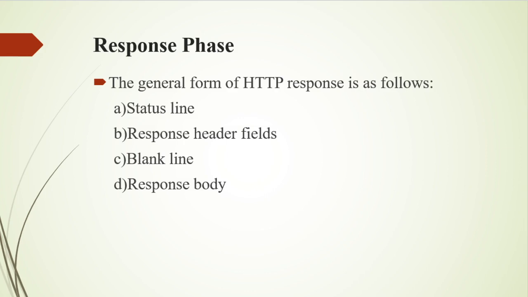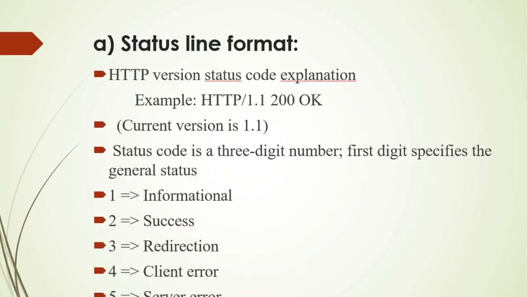Next is the response phase. The general form of an HTTP response is status line, response header fields, then a blank line, then the response body. First of all, the status line format. The status line includes the HTTP version used, a 3-digit status code for the response, and a short textual explanation of the status code. Most responses begin like, for example, HTTP/1.1 200 OK, which is a success response.